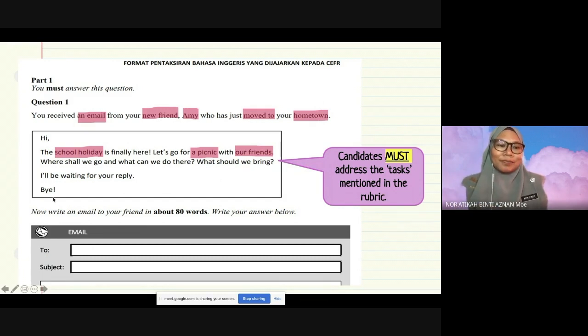This is the instruction. Now write an email to your friend in about 80 words. Write your answer below. So the email here that is put to, it should be an email address. You cannot write her full name, you cannot write her proper name or her nickname. It has to be an email address that has her name. In the email address, it should have the name Amy, whatever Amy that you want to put there. And subject means tajuk. What is the subject of your email?